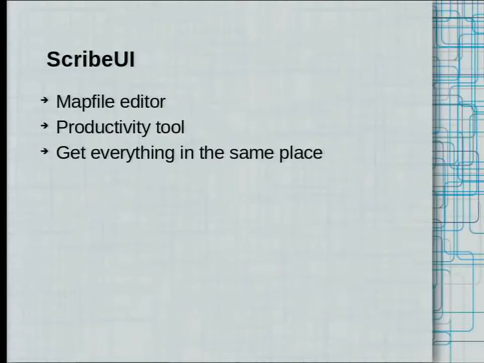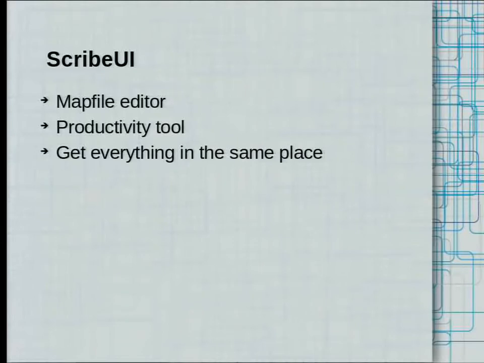Now, Scribe UI. Like I said, developing a map file for MapServer is great, but it could be easier. Scribe is a good step to make it easier. But now, it will be even easier if we add all our tools in the same place, all our small tricks shared together. So Scribe UI is indeed a map file editor, like there was before.